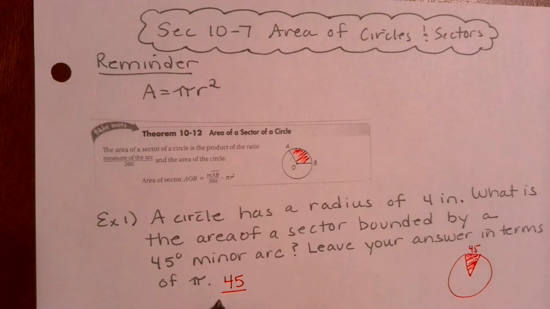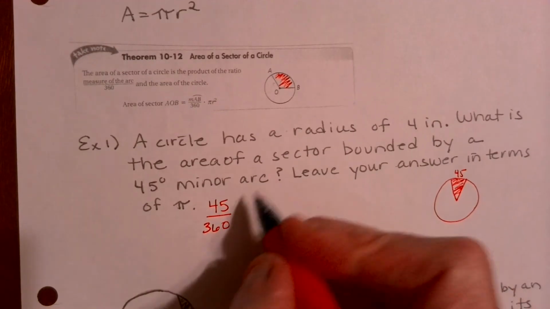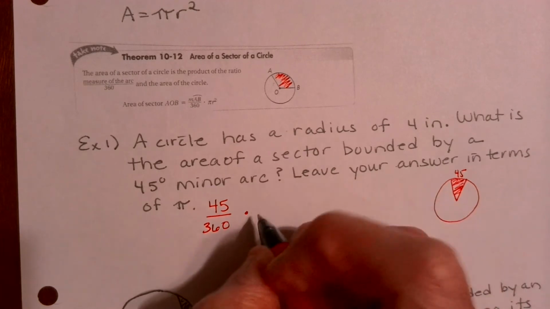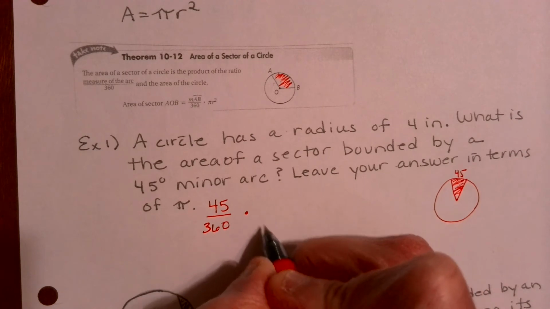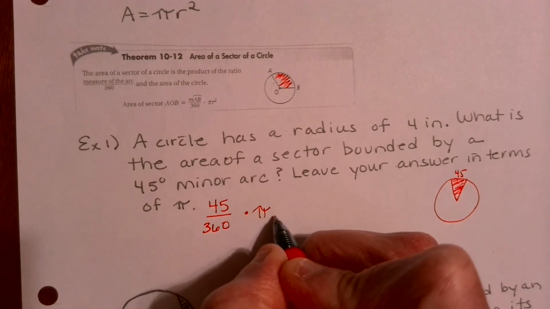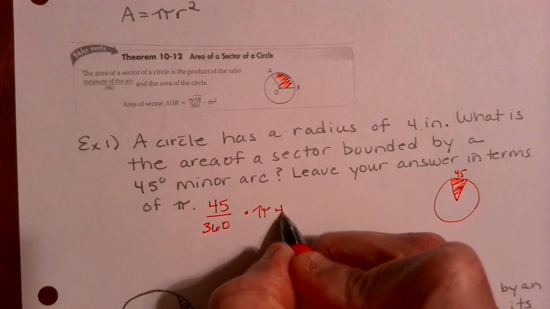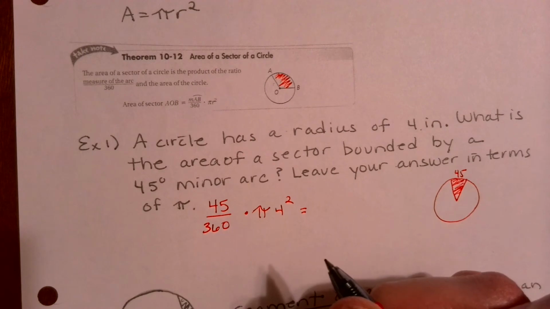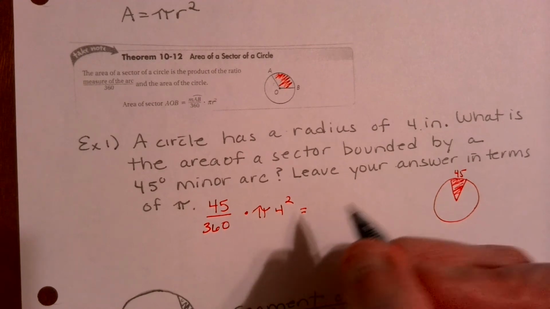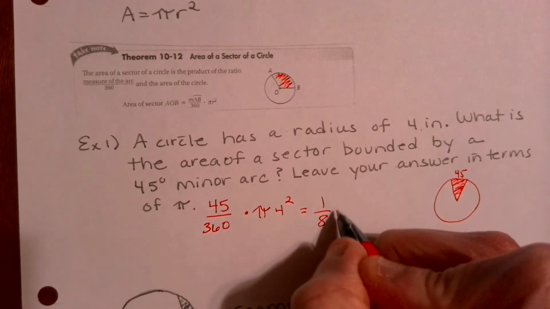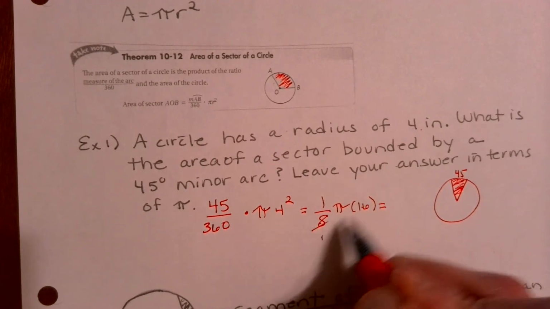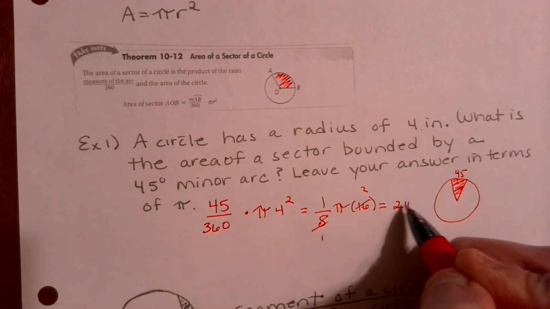So you're going to take the 45 out of 360 degrees, and you're going to multiply it by, in this case, the area. Yesterday it was circumference. So pi times the radius, which is 4 squared. Okay, so 45 over 360, they can divide by 45 and you get 1/8 times pi times 16. And that's slick because that simplifies to 2 pi.